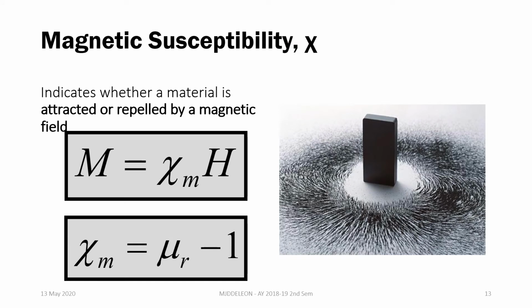And lastly, we have your magnetic susceptibility. So the magnetic susceptibility just indicates whether a material is attracted or repelled by a magnetic field. So basically it is whether it will move closer or be repelled in the presence of magnetic field lines. So your magnetic susceptibility chi is just your relative permeability minus 1. So a positive value means that it would be attracted by a magnetic field, and a negative value would mean that it is repelled by our magnetic field.